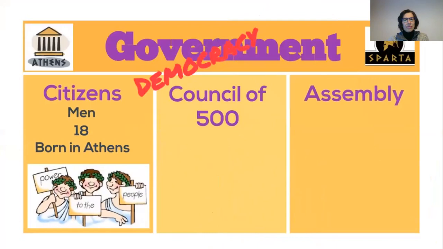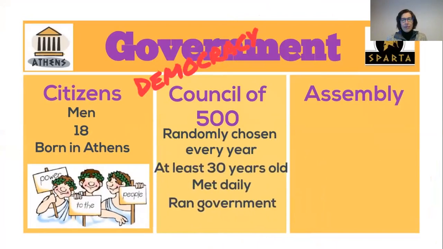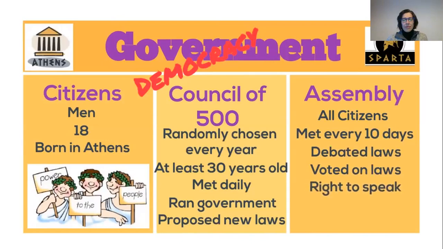The Council of 500 was randomly chosen every year from all citizens over the age of 30. They met daily and ran the day-to-day business of the government, and also suggested new laws. The Assembly was made up of all citizens and met every 10 days. They debated and voted on laws proposed by the council. Every citizen had a right to speak at assembly meetings, and Athenians were proud to take part in their government.